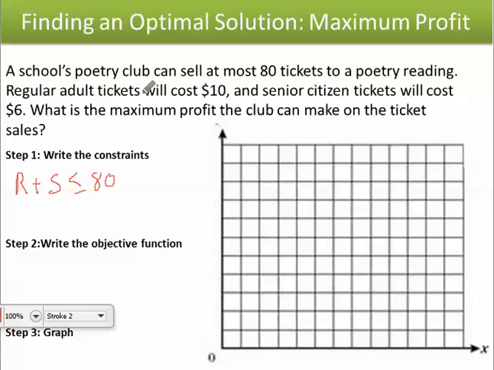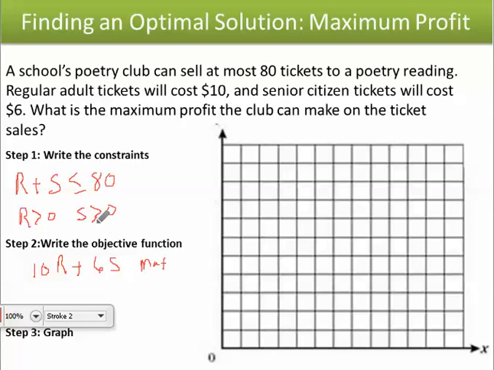We do have some pricing in here, but that really doesn't help me a whole lot. So the objective that we're trying to reach here is that 10 times the regular tickets plus 6 times the senior tickets needs to be maximized. Okay? So what are we looking at? Well, there's a couple more constraints that we're missing here. One of them is they can't sell 0 tickets. So the regular tickets has to be greater than 0. And the senior tickets has to be greater than 0.